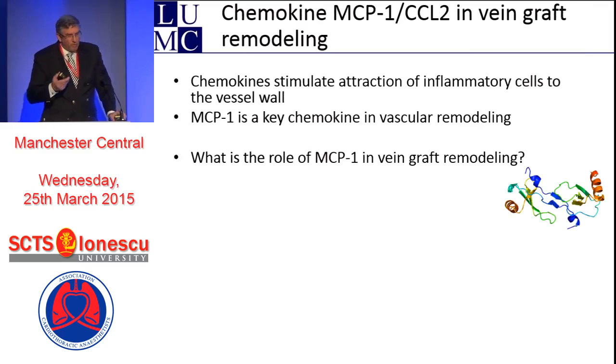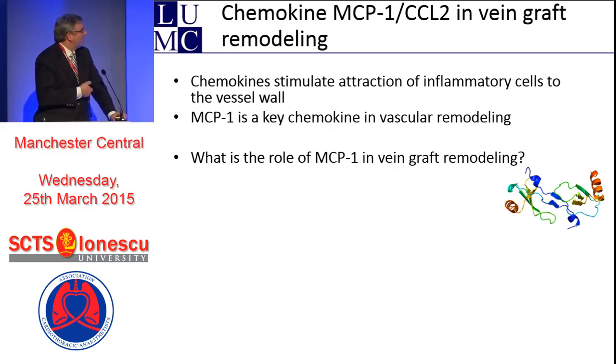Okay, so then we went on to the next stage of our studies: how can we specifically identify factors involved in vascular remodeling? One of the first factors we touched upon is the chemokine MCP1, or CCL2, another name for the same factor. That is a factor known to stimulate the attraction of inflammatory cells to the vessel wall.